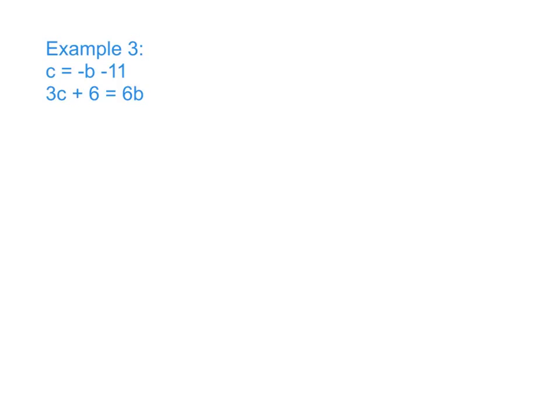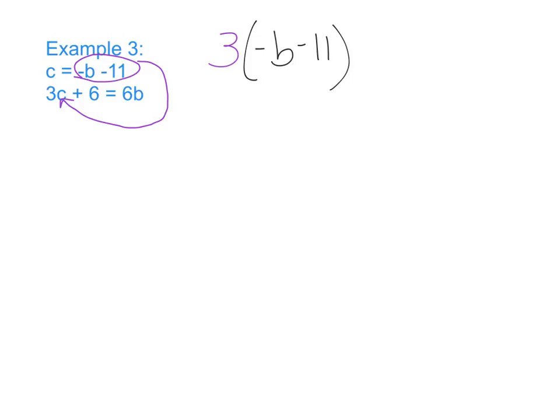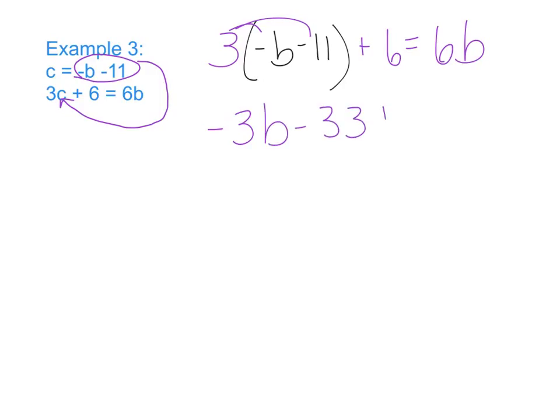Last problem we're going to look at in the screencast is example 3. c equals negative b minus 11, and 3c plus 6 equals 6b. So again, same setup. We're looking to see what variable is set by itself, which is going to be the c, and we're going to plug in negative b minus 11 in for c. So I'm going to go and rewrite that. So 3 times negative b minus 11 plus 6 equals 6b. So we can distribute the 3 inside the parentheses to get negative 3b minus 33 plus 6 equals 6b.